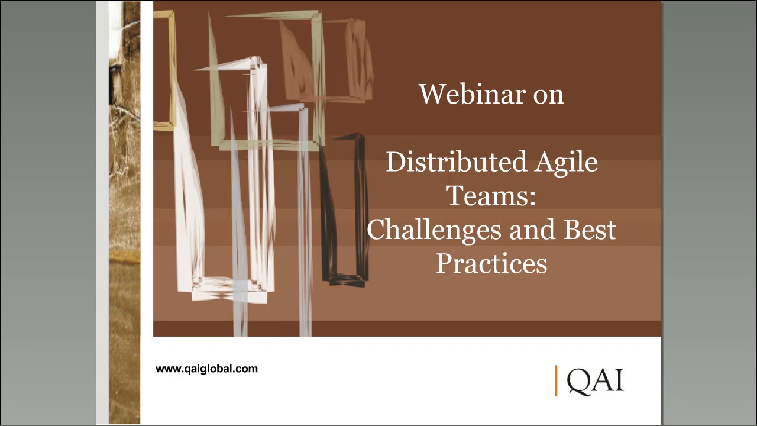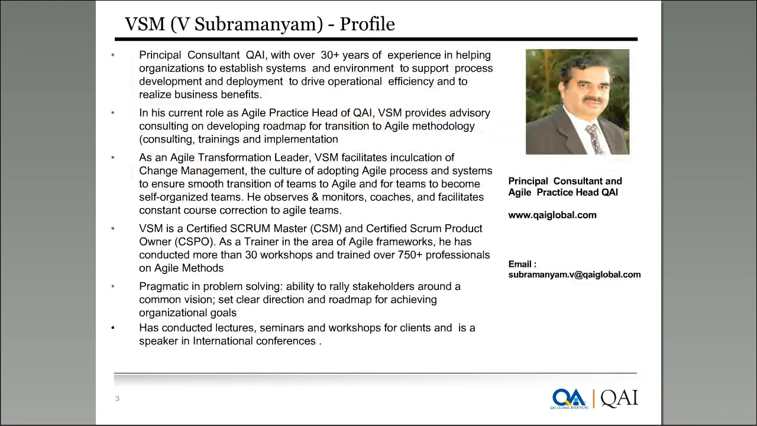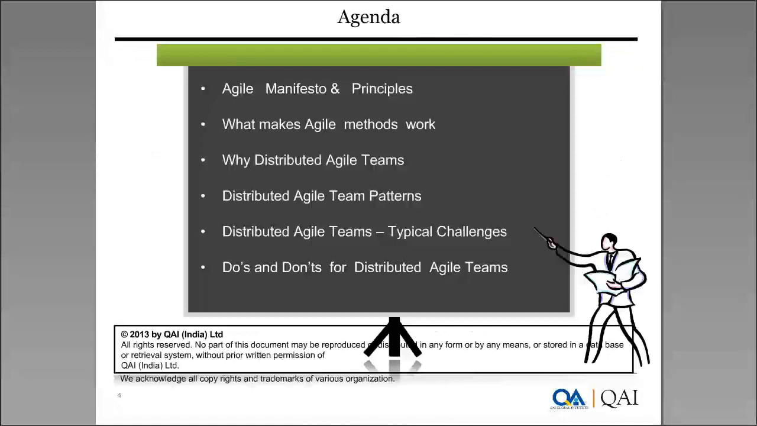So we'll start off with the webinar. Just to give you an introduction, I am Subramaniam, or people call me VSM. I head the agile practice in QAI. Before joining QAI, I was with Wipro, and before that I was working in DRDO. So today's topic is on distributed Scrum teams, challenges and best practices.